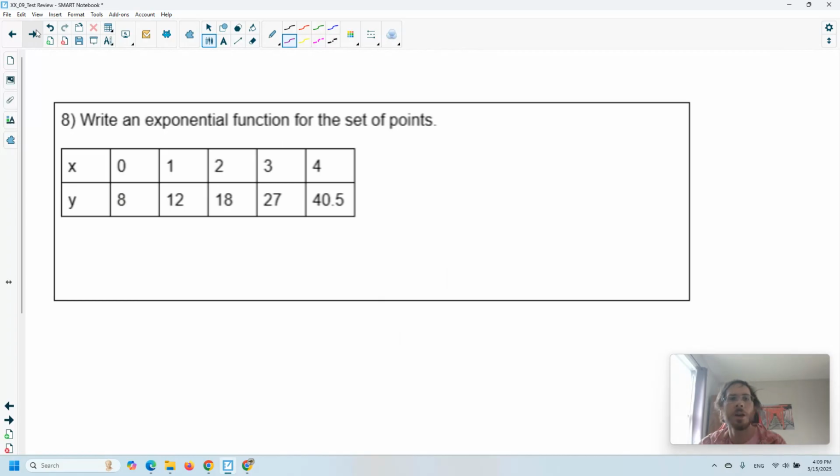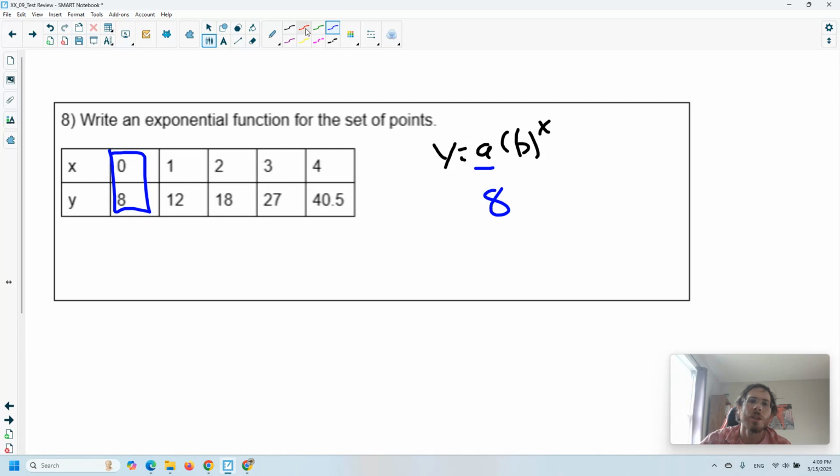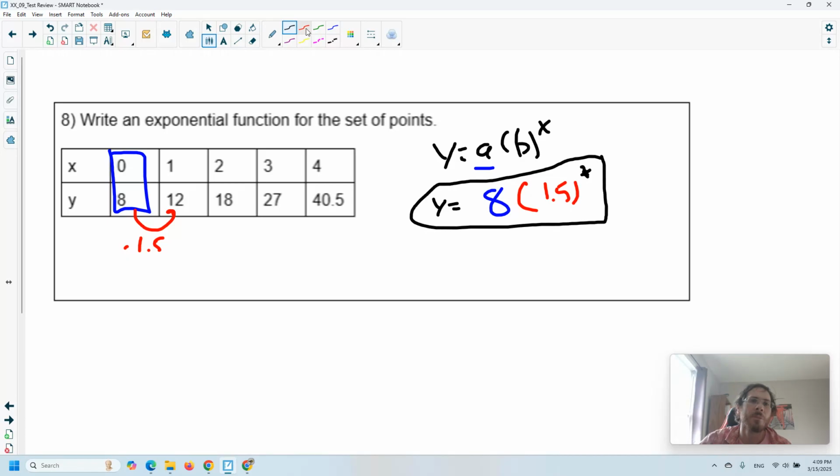All right, for 8, write the exponential function for the set of points. So we need to do the exponential function. Our function is y equals a times b to the x power. So a is our value at the start when we're at 0. So we're at 8, so that's pretty quick. B is what we multiply by. So again, by inspection, if you want to say we're just doing times 1.5 every time, we can write down times 1.5. X and y stay as x and y, and we're all done. That's it. So that's all we got.